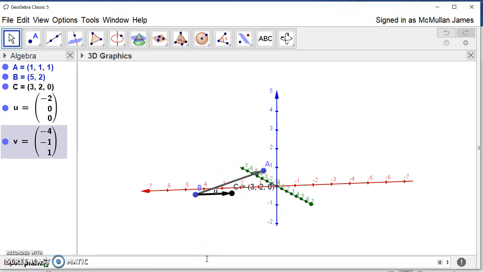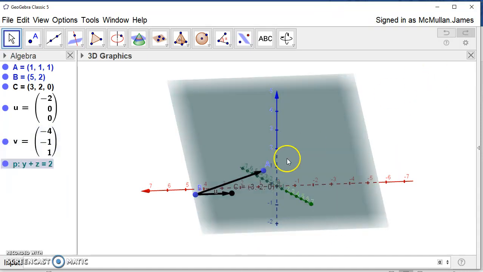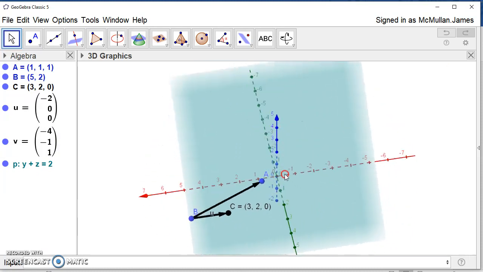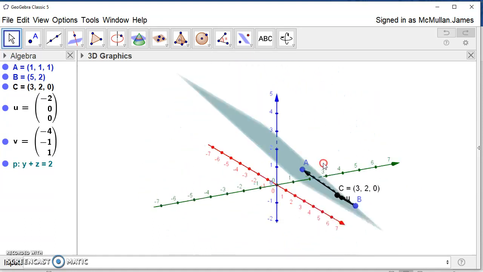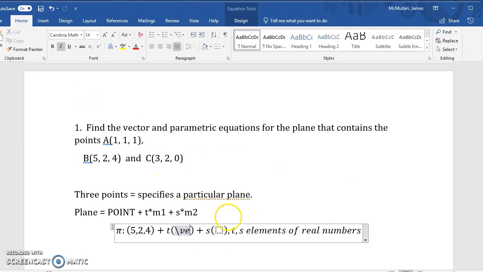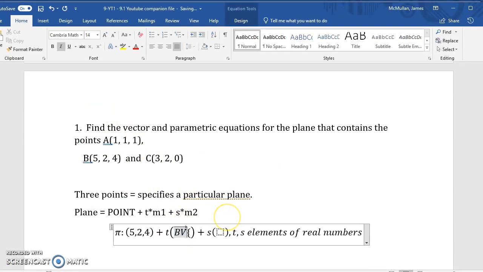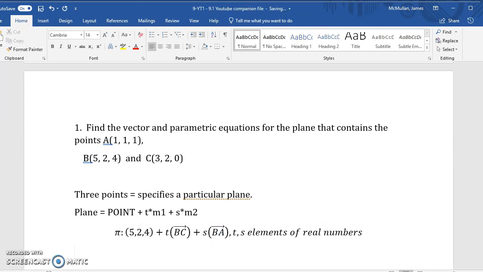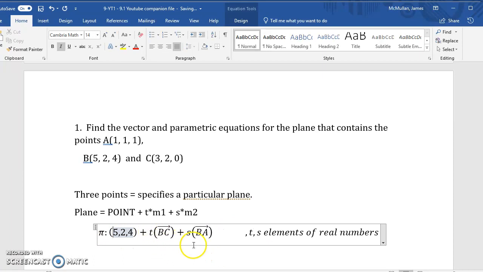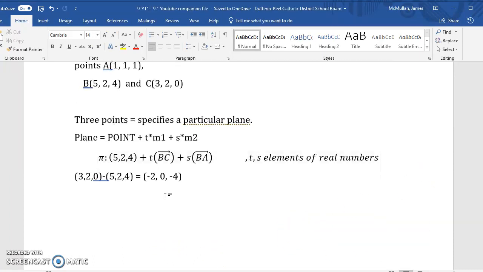If I tell GeoGebra plane, the point B, the vector u, the vector v, it can create the plane that contains those 3 points, no problem. So this is a very, very easy exercise to create the equation of a plane given 3 points. All you need to do is make a vector here from B to C, and here we'll make a vector from B to A. And there you go. Now we just found the equation of this plane. It's (5, 2, 4) plus t BC plus s BA.